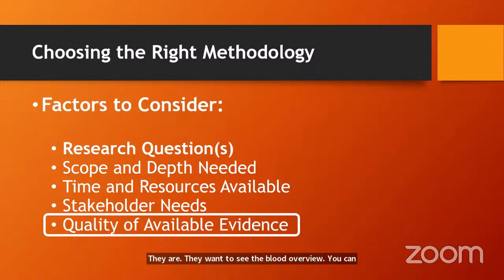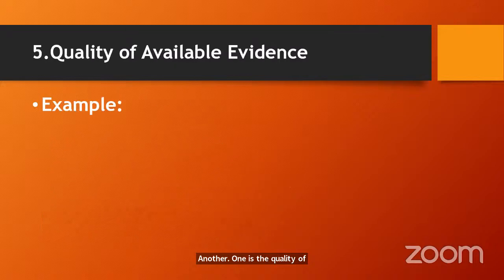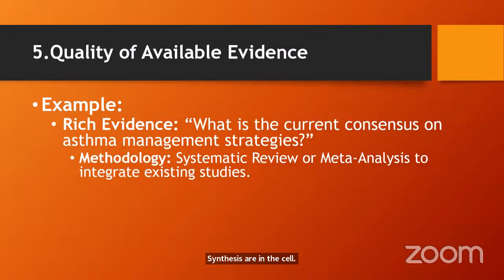Another one is the quality of available evidence. It is the strength and the reliability of the existing research on the topic. It determines whether a comprehensive synthesis or initial exploration is needed. So here are some examples.